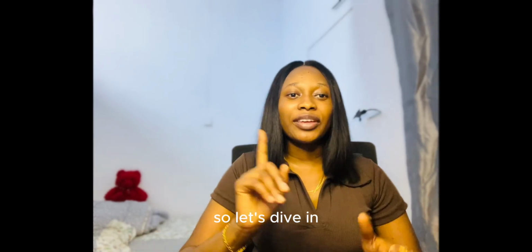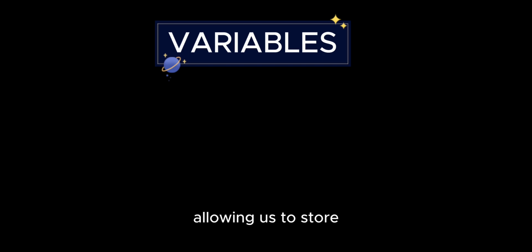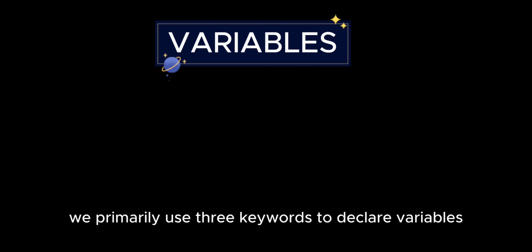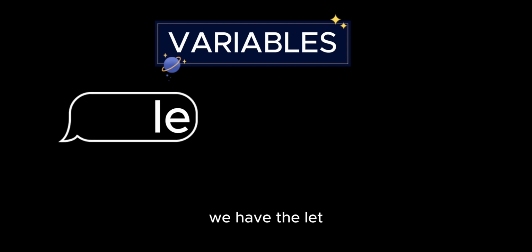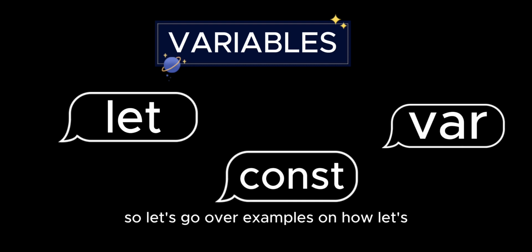So let's dive in. Variables act as a container, allowing us to store and manipulate data in our programs. In JavaScript, we primarily use three keywords to declare variables. We have the let, const, and the var. So let's go over examples on how the let keyword works.